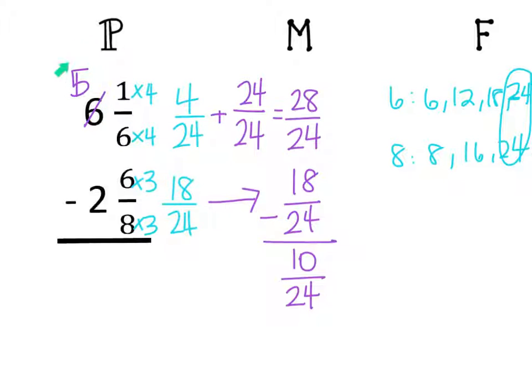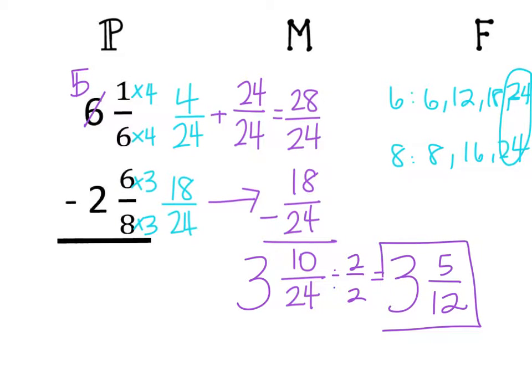Now, when I come back to my whole numbers, I'm now going to say 5 minus 2, which is 3. And my last step is to make sure that 10 24ths is simplified. So what goes into 10 and 24? Well, we know that 2 goes into 10 and 24 because they're both even. So I'm going to divide by 2 over 2. And 10 divided by 2 is 5. And 24 divided by 2 is 12. And I'm going to bring my whole number back over. And now we know that 3 and 5/12 is our final answer because there is nothing that goes into 5 and 12. So it is simplified.